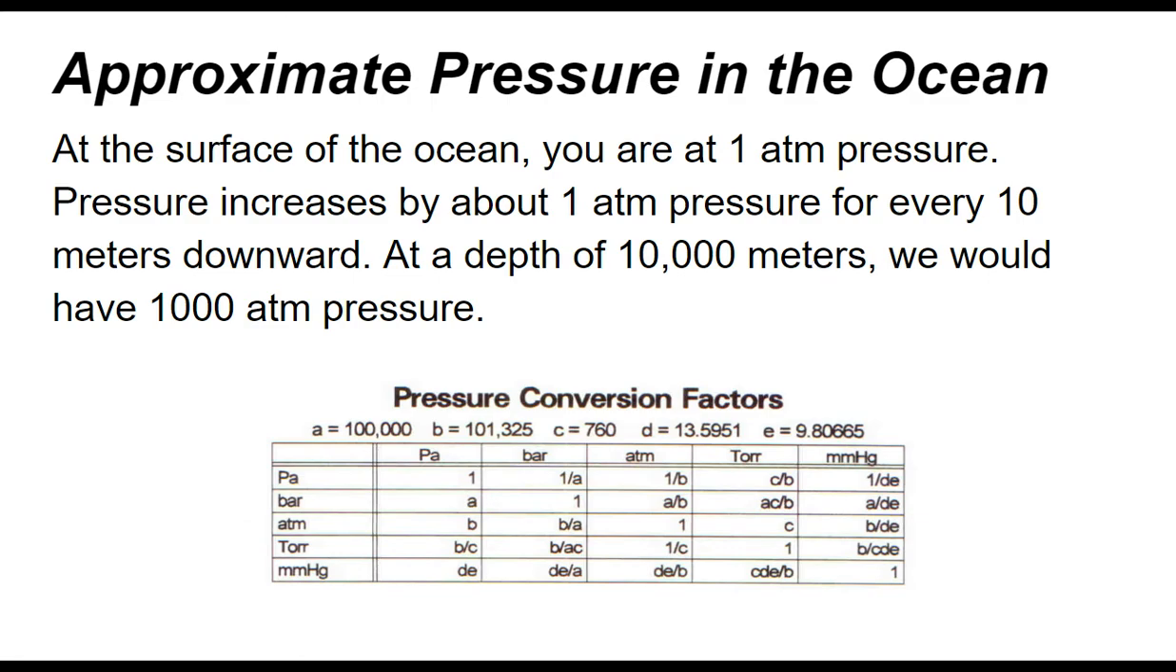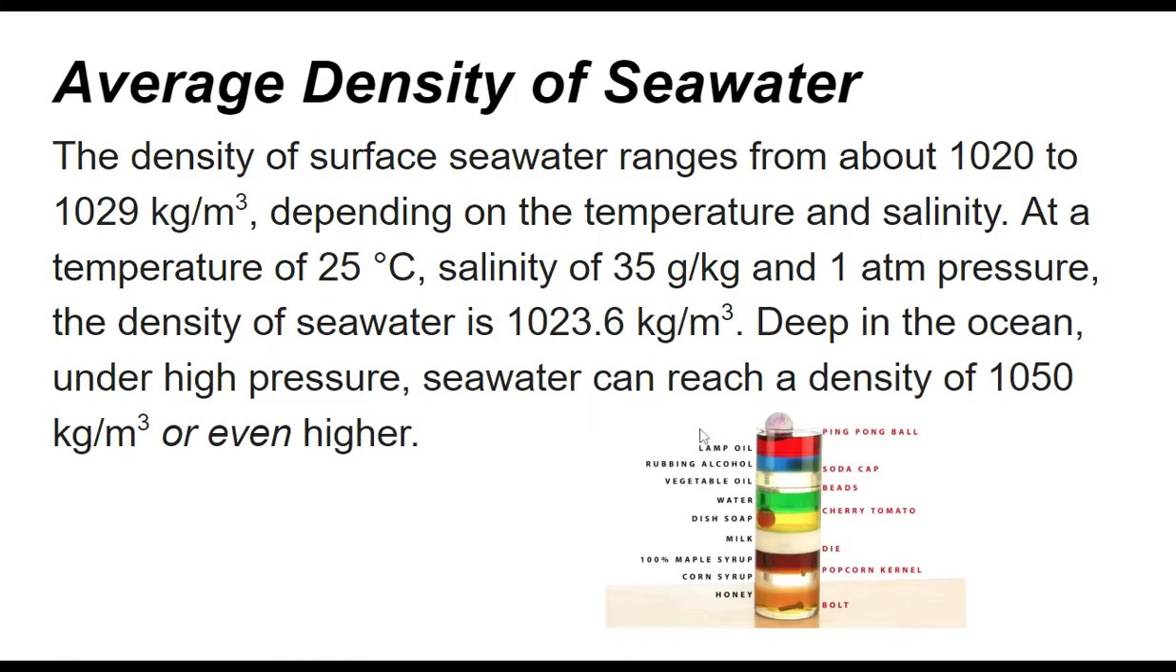Approximate pressure in the ocean. At the surface of the ocean, you are at 1 atmospheric pressure. Pressure increases by about 1 atmospheric pressure for every 10 meters downward. At a depth of 10,000 meters, we would be at about 1,000 atmospheric pressure. And here are the conversion factors.